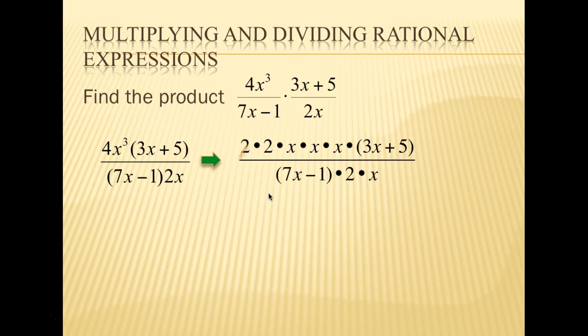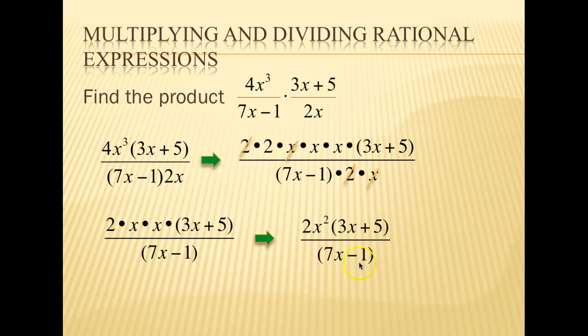Second, simplify. The 2's reduce to 1. X divided by x reduces to 1. And lastly, multiply. 2 times x squared. You can leave your answer in this form, or you can actually distribute the 2x squared to the 3x and the 2x squared to the 5. Sometimes my math lab will accept it just like this, or they might accept it in the actual distributed form.